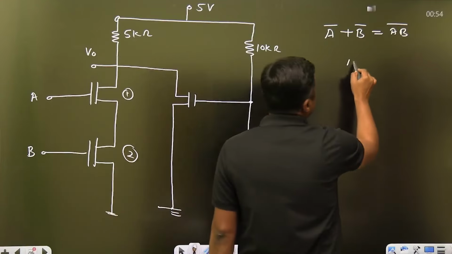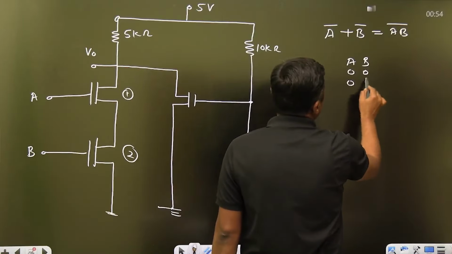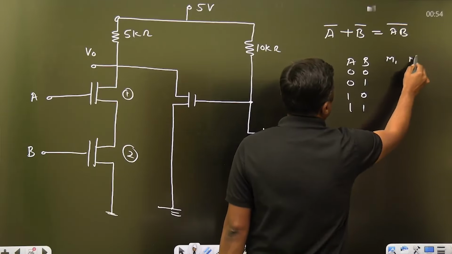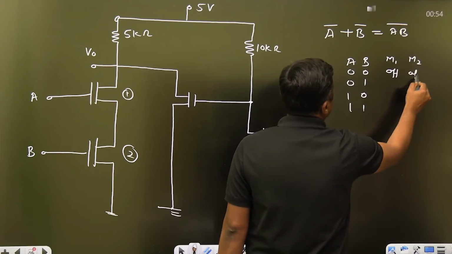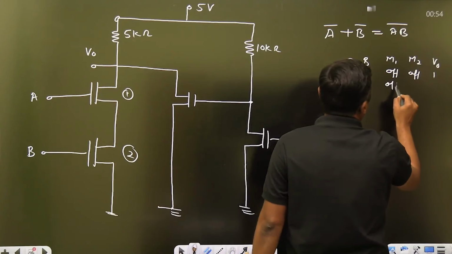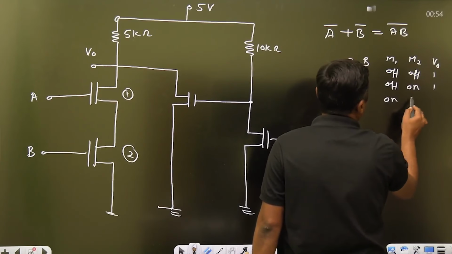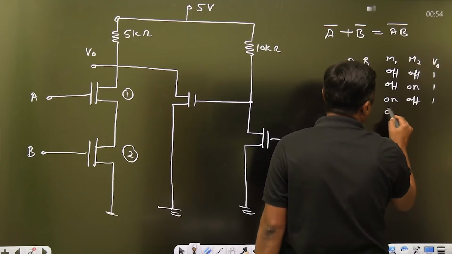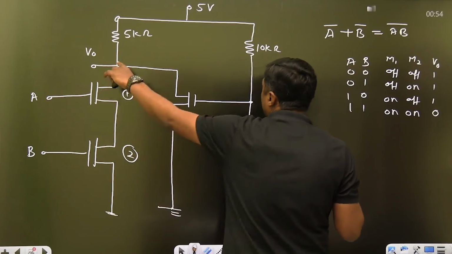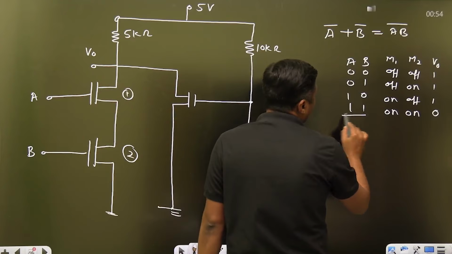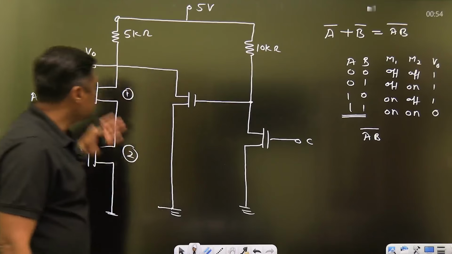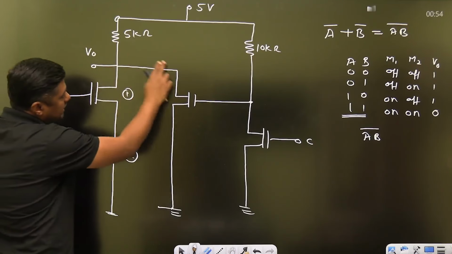Or you can verify it. Suppose 0 0, 0 1, 1 0, 1 1. There are two MOSFET, MOSFET 1, MOSFET 2. When 0 0 both off, output will be 1. Just I am considering these two gates. Off on, output will be 1. On off, output will be 1. When both are on, then output will be 0, because when both are on, this is connected to ground and output will be 0. So we don't want this. It is A B, the whole bar. This is called NAND gate. So it behaves like NAND gate.